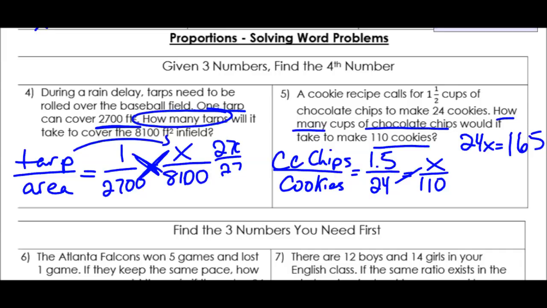Again, our last step is always just dividing, so we're going to divide 165 by 24. So x is 6.875. Always think about what that really means. It's almost 7 cups of chocolate chips. I'm just going to say it's cups. And that does make sense. We're making a lot more cookies. It's going to take a lot more chocolate chips.